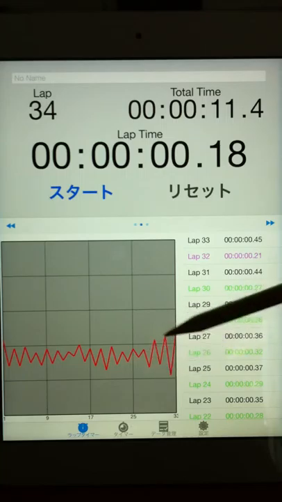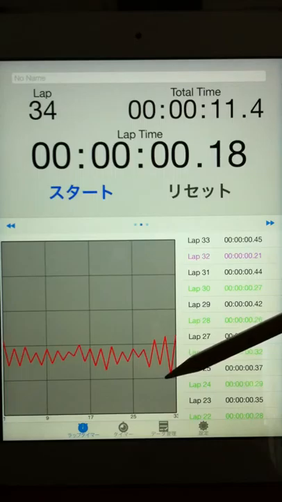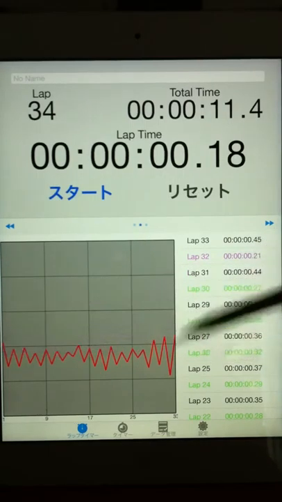And this strong bounce is a conclusion of 4 bars.